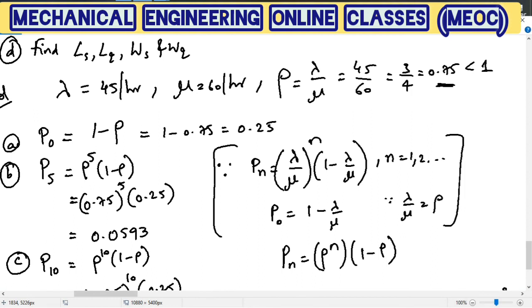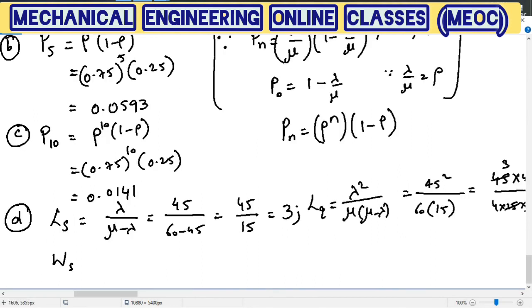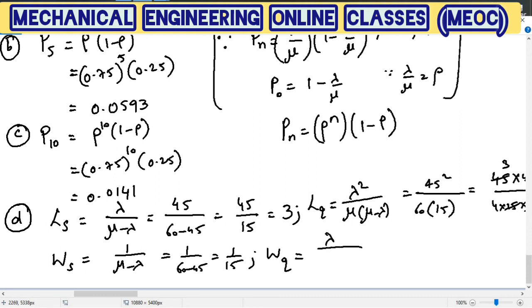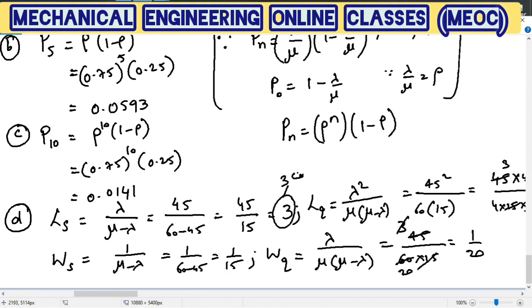Let us find WS and WQ. WS is given as 1 by mu minus lambda, which is the total time in the system. This is 1 by 60 minus 45, which is 1 by 15. And WQ is lambda by mu into mu minus lambda. This is 45 by 60 into 15, which is 1 by 20. So LS is 3, means the average number of customers in the system, including those who are waiting as well as being served, has come out to be 3 customers.